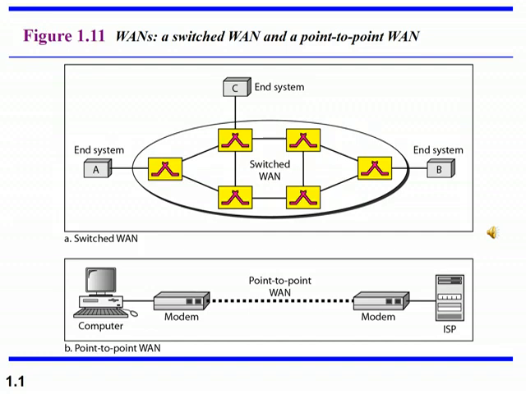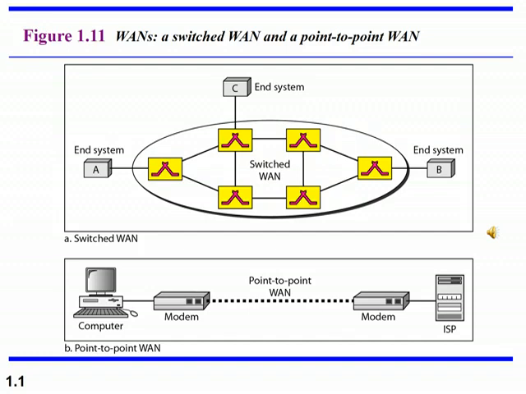All the switches are connected to the end systems. End system means the different communication stations. They are connected through the switch. So the communication stations are connected to a switch, and the switch is connected to a data bus bar system. That system we call the switch WAN, or the switched wide area network system.